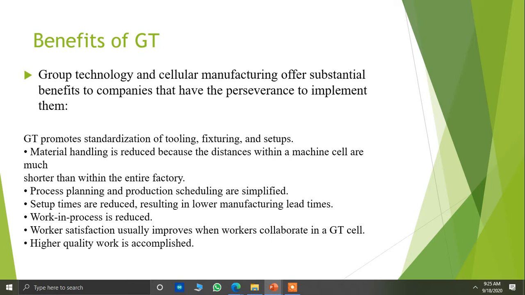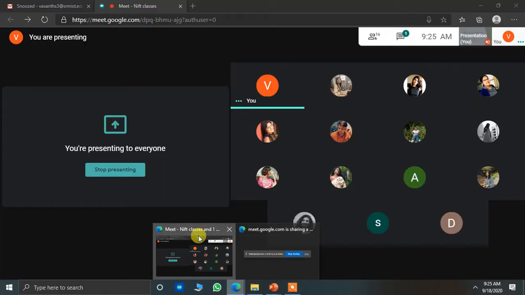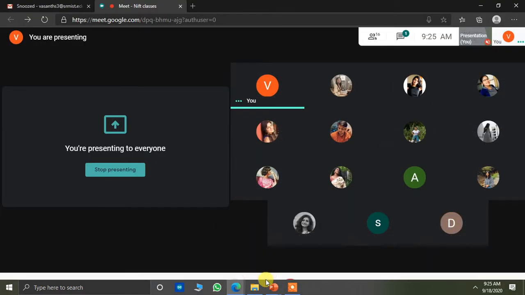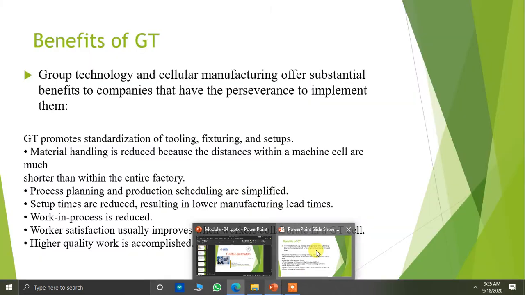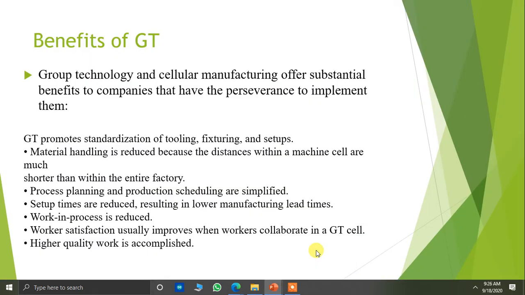What do you mean by setup time? Setup times are reduced, resulting in lower manufacturing lead times. What do you mean by setup time? Guys, any answers from you? I think setup time is basically the amount of time it takes just to start the production, to set up the machinery or whatever it is, to start the production.